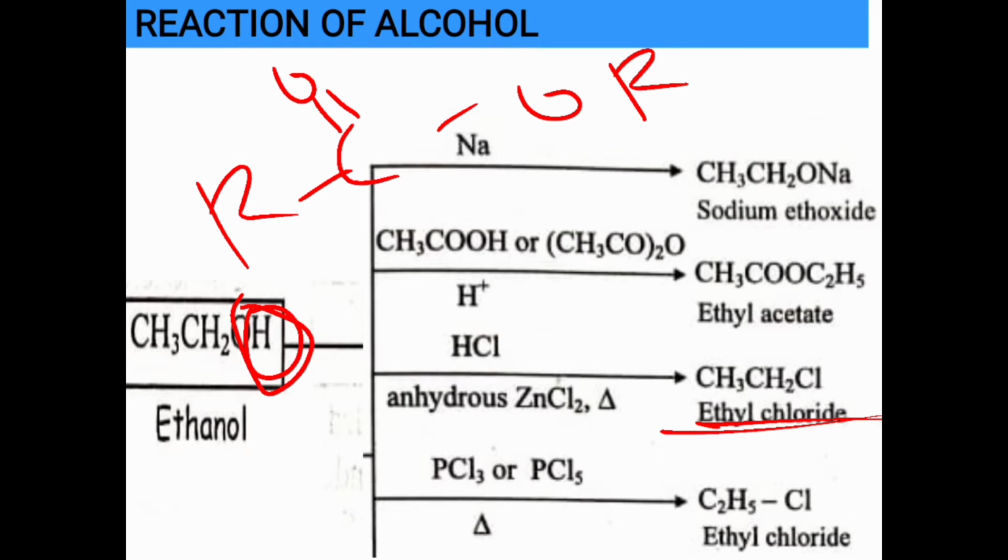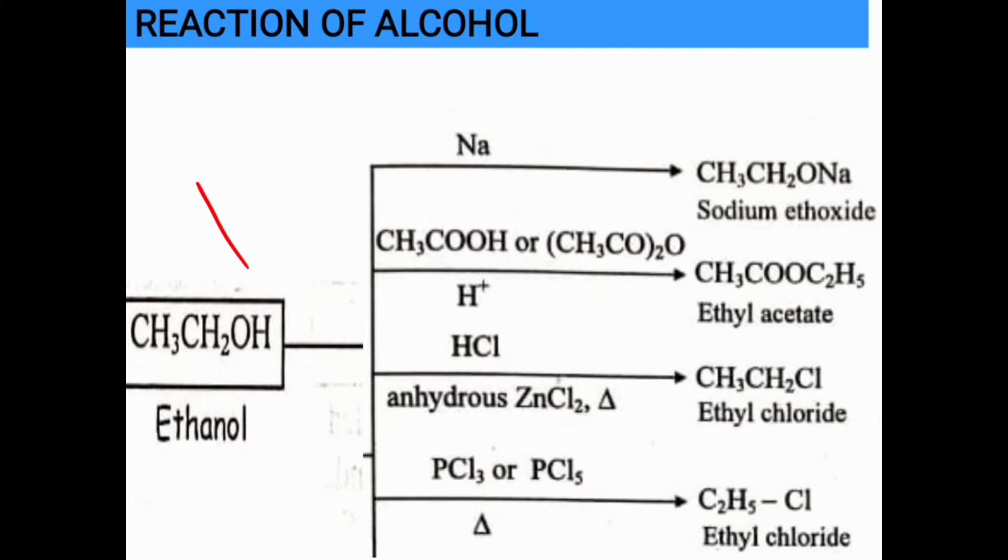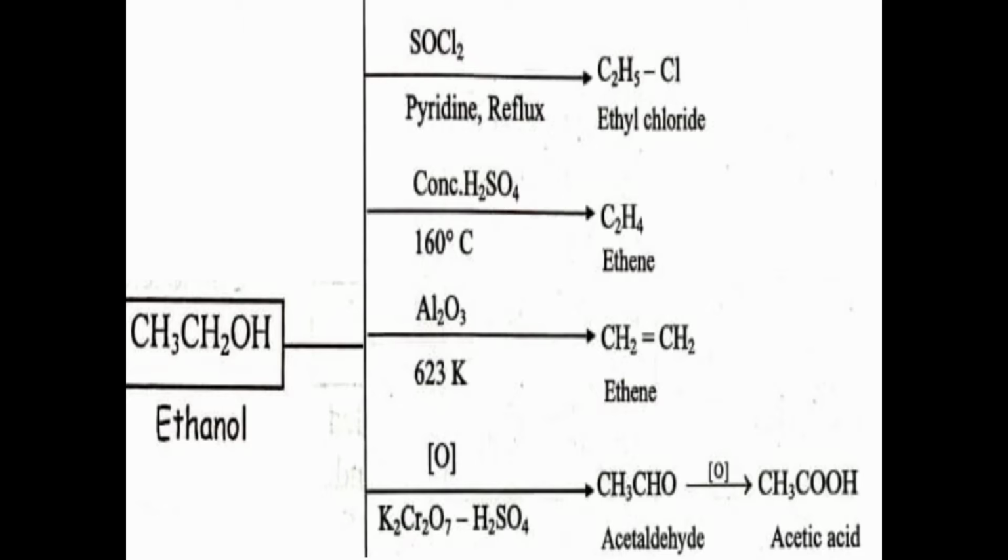Now ethanol with PCl3 and PCl5, we have already revised this reaction in the previous chapter of halogen derivatives. For PCl3 the byproduct will be H3PO3. In this reaction of alcohol with PCl3 and PCl5, the byproduct is an important factor, because students generally don't remember the byproducts, since we know the product will definitely be ethyl chloride. For PCl3 the byproduct is H3PO3, and for PCl5 the byproduct is POCl3.